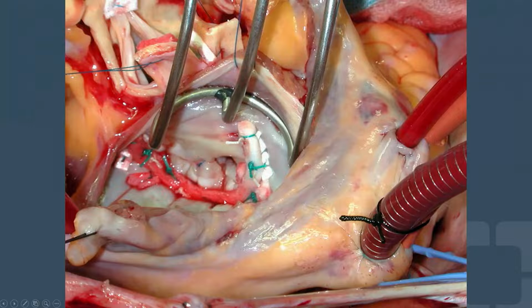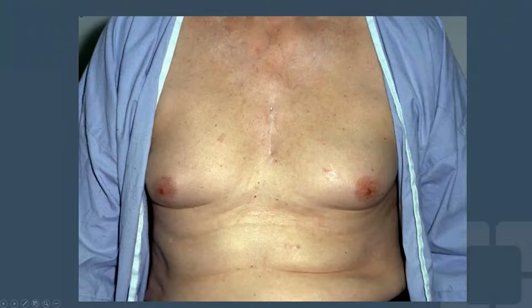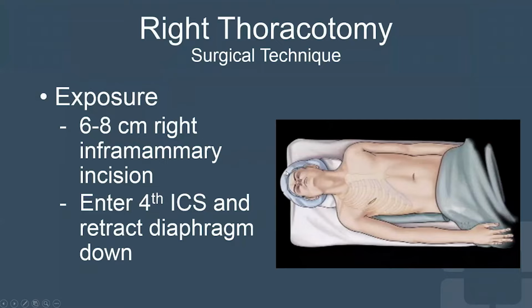And this is a live example of the type of exposure that you can get through this approach. As you can see, the entire leaflet and the entire valve through this approach, and it is generally a fairly reproducible technique. And this is the final cosmesis. Right thoracotomy is also a very popular approach.